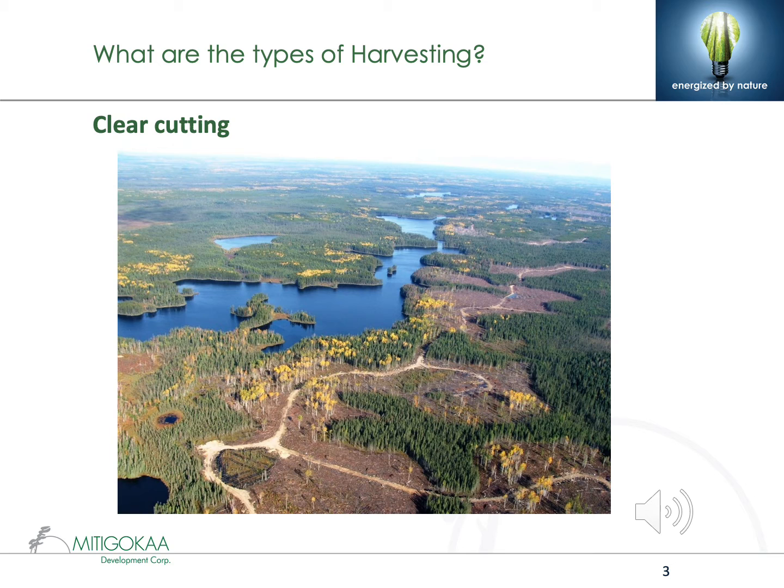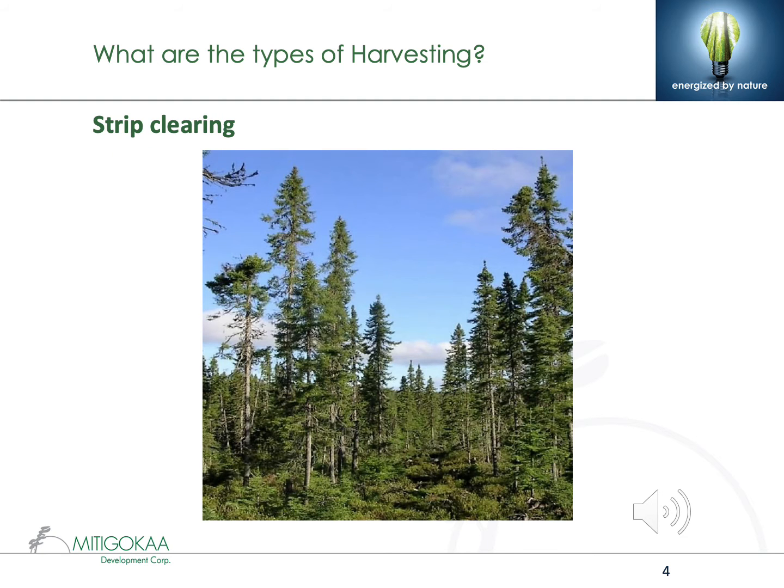What are the types of harvesting? There are three main types of harvesting. This first picture shows an aerial view of a clear cut. It is created to emulate a shape which a natural forest fire would leave behind. The second type of harvesting is called strip clearing. As you can see, there is clearly a line of trees missing in between the natural formation of the forest.